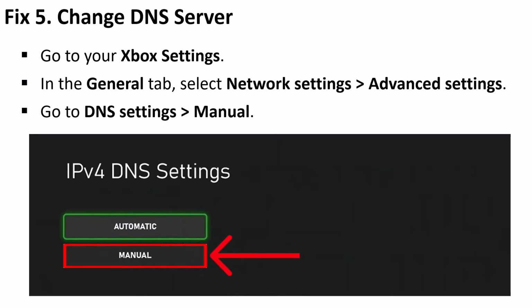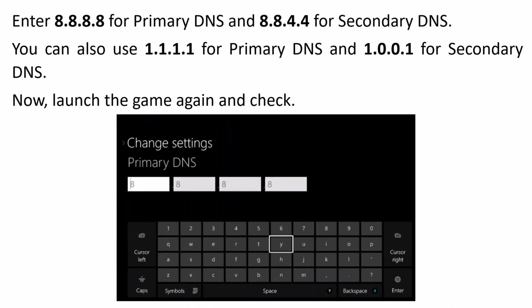Fix 5, change DNS server. Go to your Xbox settings, in General tab select Network settings, Advanced settings, go to DNS settings, Manual. Now enter 8.8.8.8 for primary DNS and enter 8.8.4.4 for secondary DNS and then save it and then launch the game and check.